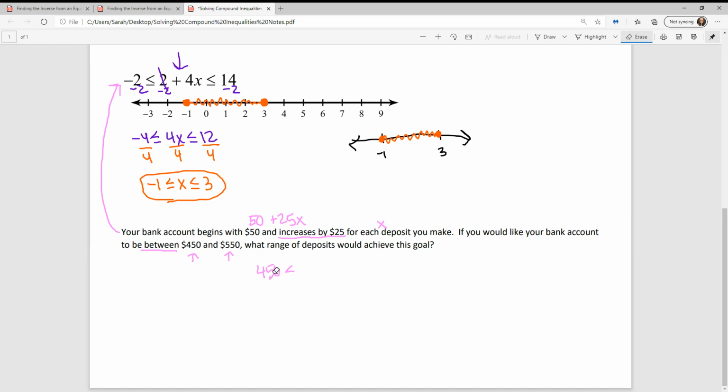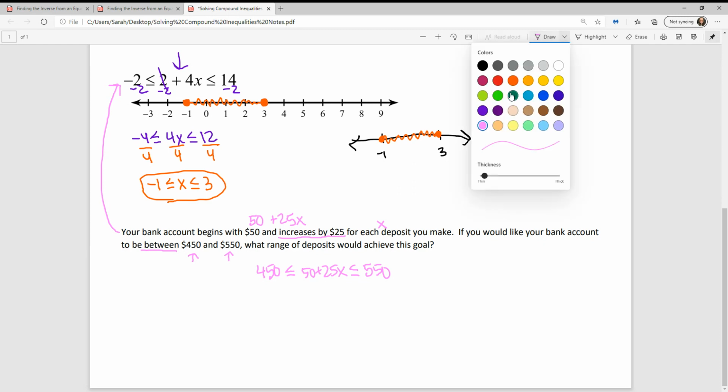Actually, I'm going to include it, sorry. We are going to include the less than or equal to there. We want to be between 450 and 550. So we're basically going to follow the outline we have here. 450 less than or equal to 50 plus 25x, and then the higher range is 550.